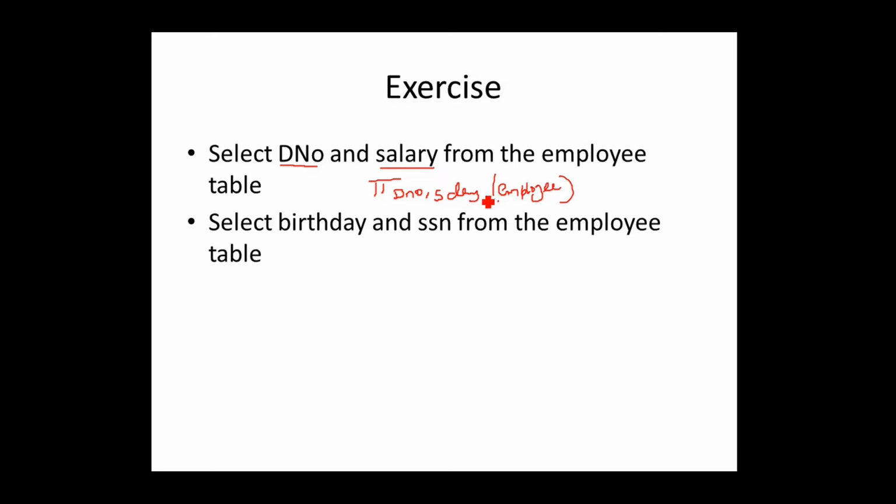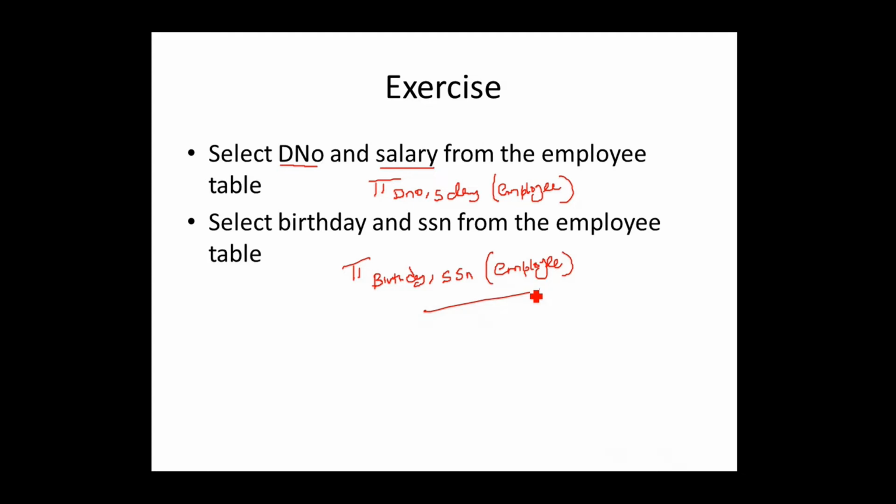Okay. And select birthday, SSN from the employee table. This is also very simple. You just put the column names here. What are the column names? It's birthday and SSN. You just put a comma, mention all the column names, from which table? Employee table. So we have achieved this. So that's how we use the project operation. Select is for filtering the rows. Project is for displaying only the columns, or filtering the columns.